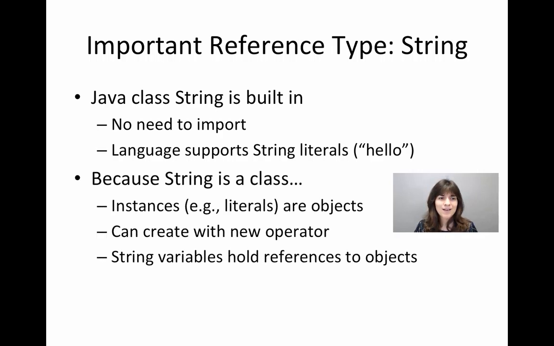Because String is a class, however, it means that instances of this class, the literals, are actually objects. They are objects that we can create through the new operator. We don't have to, but we can do that. Whenever we declare a variable, for example s, of type String, and we assign to that variable a string like hello, then that variable is a reference to the object hello. Exactly the same way as we have seen with other reference types so far.